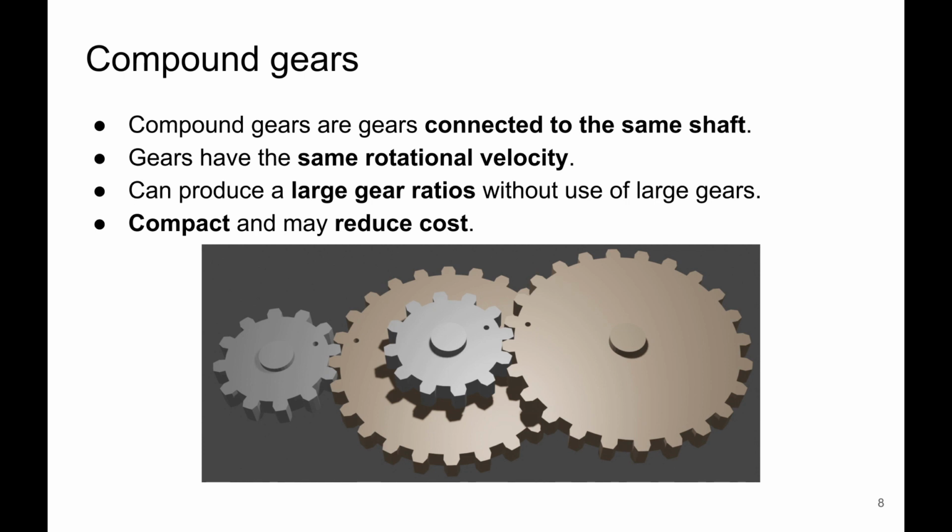The way to calculate the gear ratio for this is simply to multiply the 2 gear ratios, which will provide a net gear ratio. Compound gears are compact because of this, and they can therefore reduce costs, because it avoids the need to have very, very large gears if you use compound gears instead.